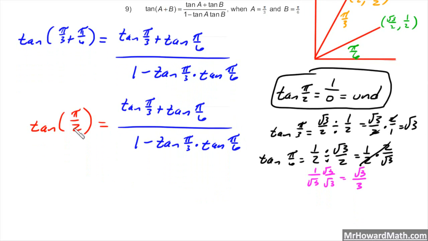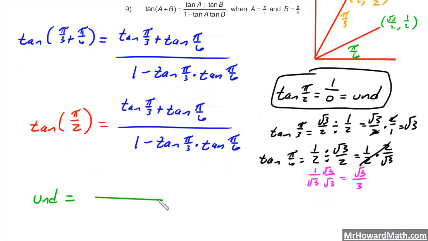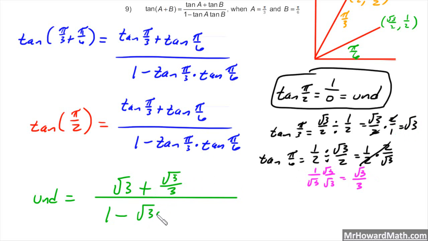So tangent of pi over 2 is undefined, so this whole side should also be undefined, so let's fill in the identity here. So tangent of pi over 3 was root 3. That's this part right here, replaced by root 3. We found that here. Plus tangent pi over 6, which was root 3 over 3. That's all over 1 subtract tangent of pi over 3, that was root 3, times tangent pi over 6, that was root 3 over 3.